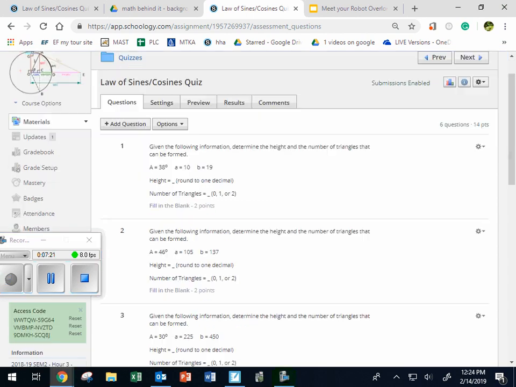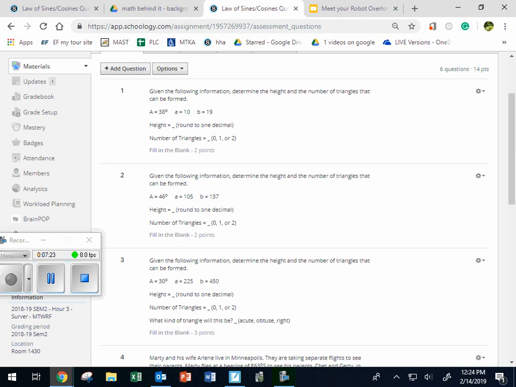All right. So let me help you. On number 1, it says that we have a 38-degree angle. We're going to draw one. It's going to look like that. And that's A.